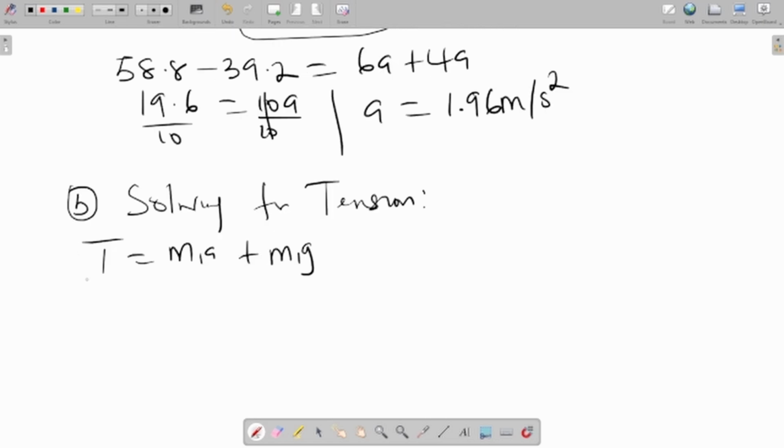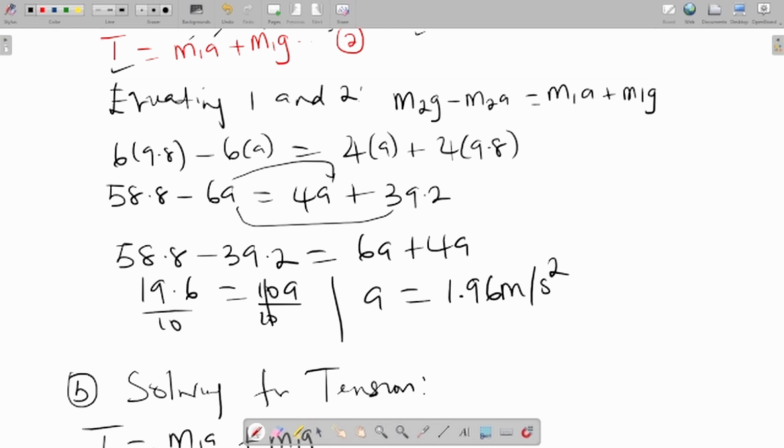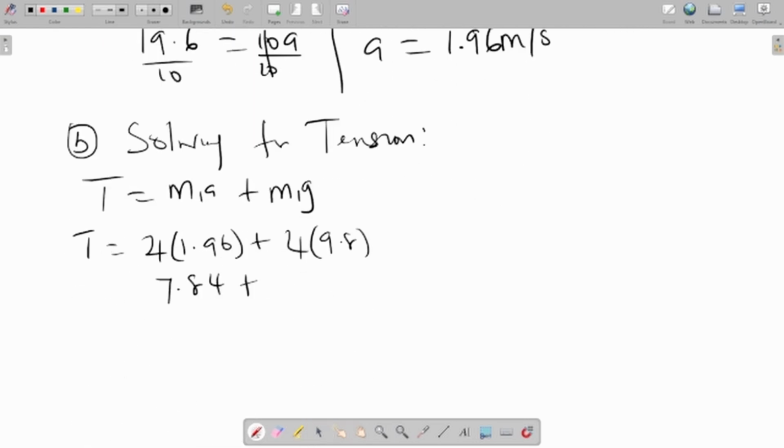Now let's plug in our values and we solve. Our tension here is going to be equal to our mass 1, which is 4, multiplied by our acceleration, in this case 1.96, which we have found already, plus our mass 1, which is 4 again, multiplied by our G, which is 9.8. Now let's multiply this out. So 4 multiplied by 1.96 is going to give us 7.84. Then 4 times 9.8 is going to give us 39.2.